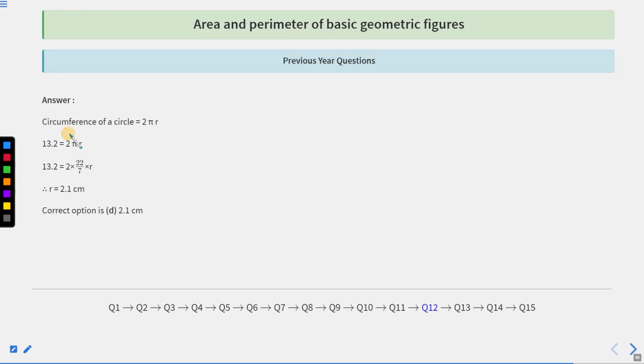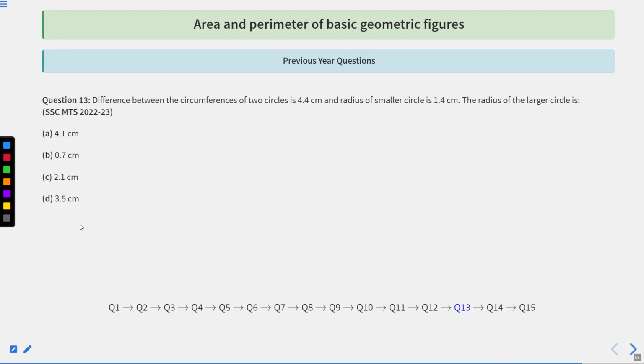So the circumference of a circle is given by 2 pi r and the circumference of the circle is known to us, which is 13.2. So that means 2 pi r is equal to 13.2. On simplification, putting the value of pi to obtain r, 13.2 equals 2 into 22 upon 7 into r. So r equals 2.1 centimeter. That's exactly what we wanted to find. So option D is correct, 2.1 centimeters.